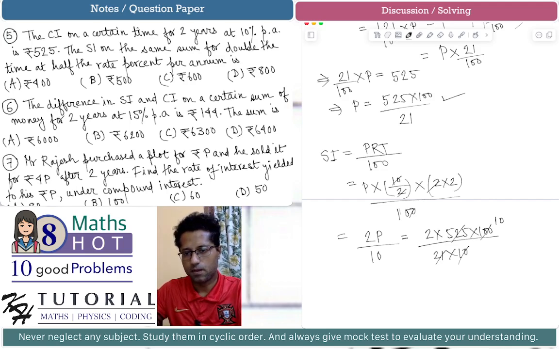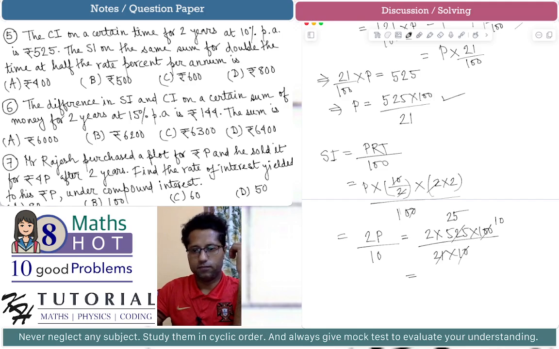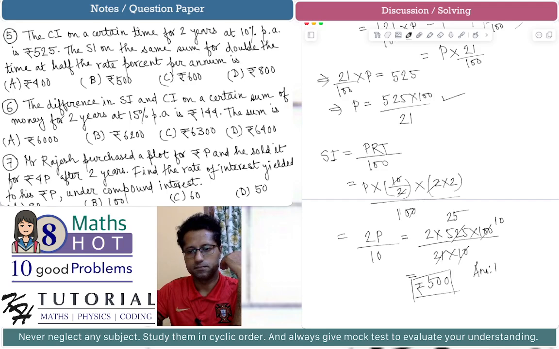Let's see, 21 times 25 is 525, so we have 2 into 25, and then 10 and 5, so this is 50 and 500. So the simple interest is rupees 500, and hence the correct choice is B. The correct choice is B.